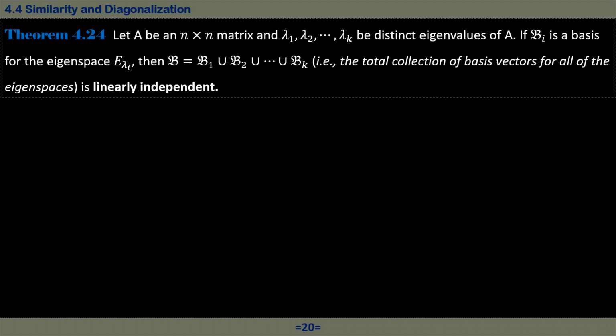We have another theorem. It says: let A be an m by n matrix and lambda 1, lambda 2, dot dot dot, lambda k be distinct eigenvalues of A. That means all of these eigenvalues are different; none of these two are equal to each other. If B_i is a basis for the eigenspace E lambda i, then the union of these bases, B1, B2, dot dot dot, Bk, the total collection of basis vectors for all of the eigenspaces, is linearly independent.